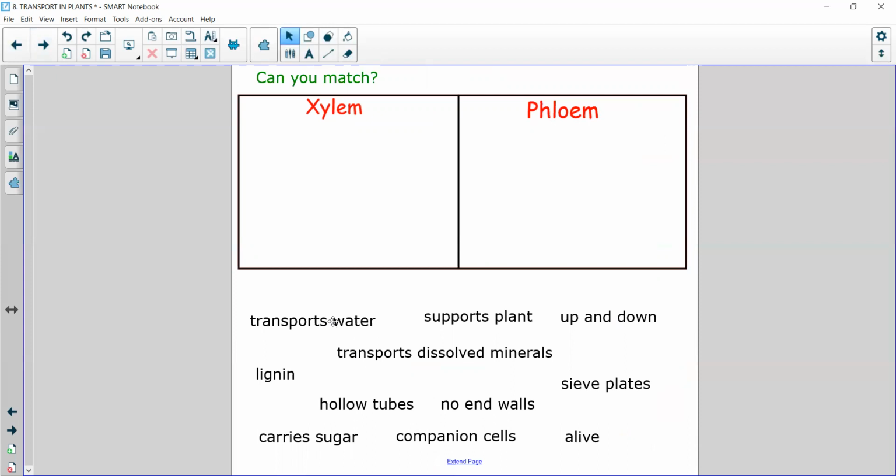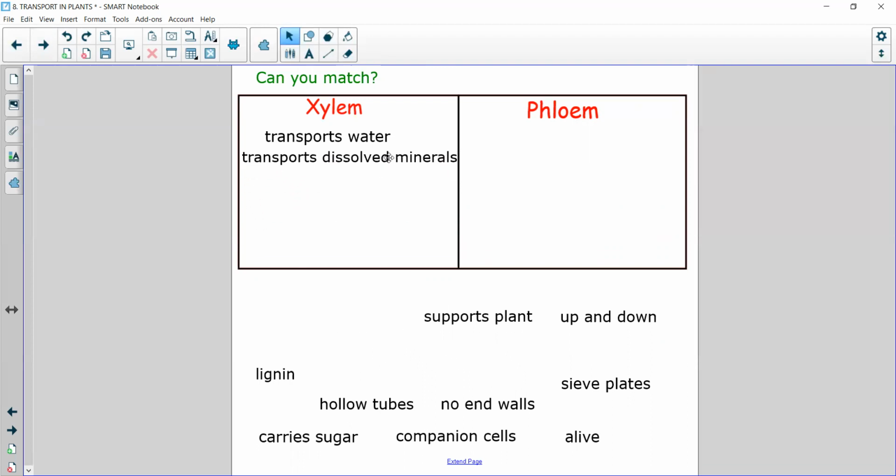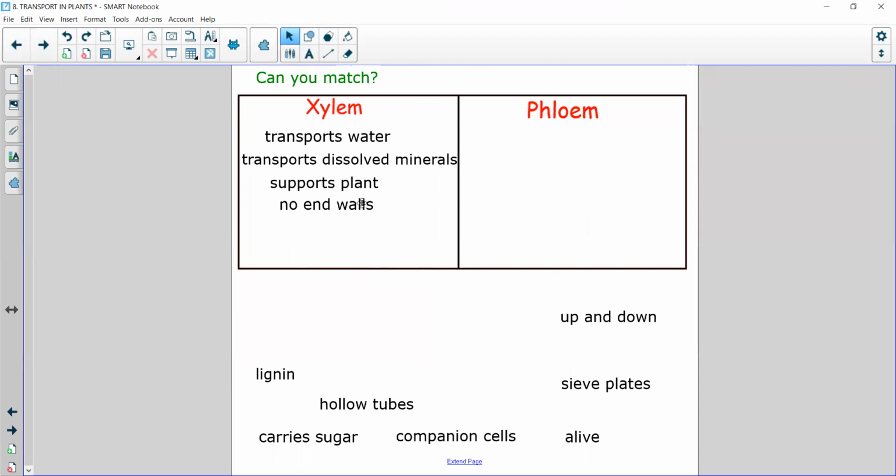Okay, so xylem transports water. We have movement in xylem, but it is only going in one direction. It transports dissolved minerals. It supports the plant, keeps its shape, keeps it upright. It has no end walls. It is a continuous tube. And it's a hollow tube as well.